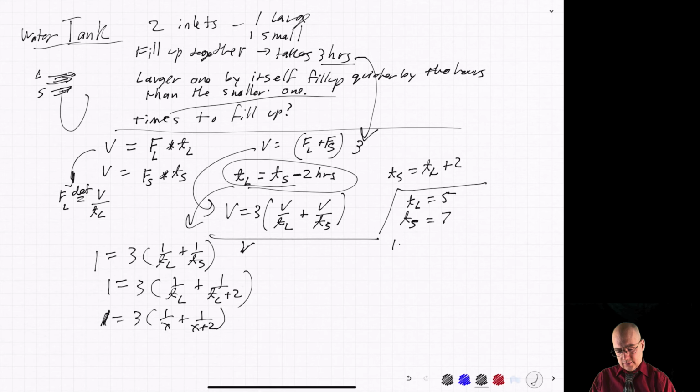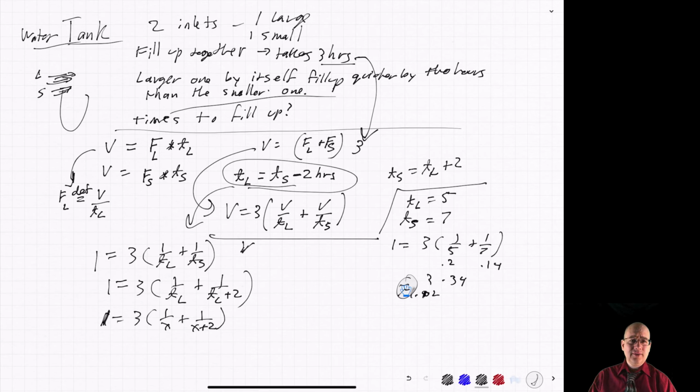And so now we have this thing. 1 equals 3 times (1/5 plus 1/7). And this is, let's say, like 0.2 and 0.14, 0.34 times 3, 1.02. So that's actually kind of close. So I'd probably just go, yeah, it's about 5 and 7. Guess and check to the win.